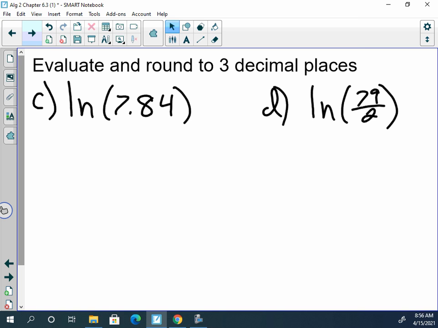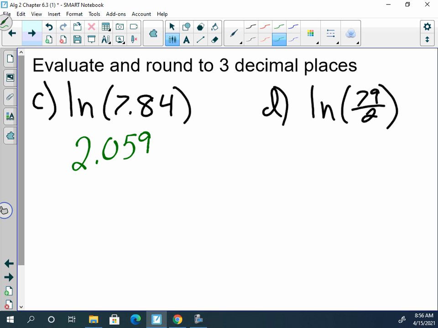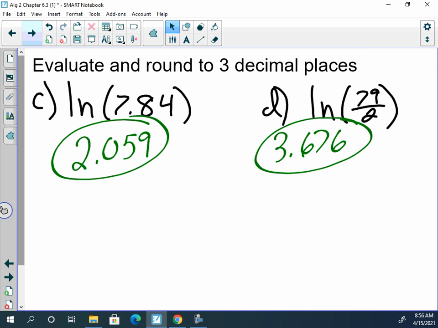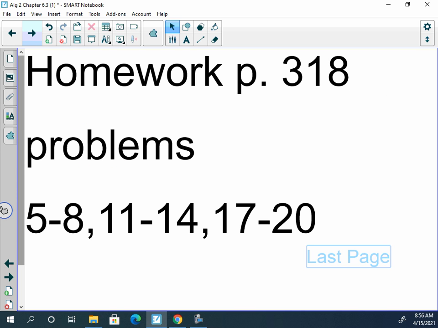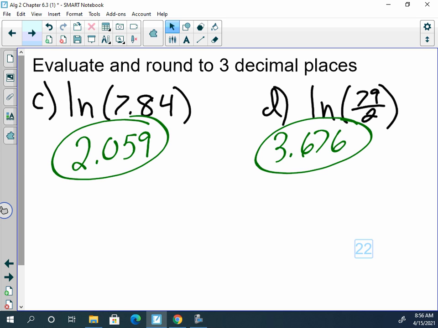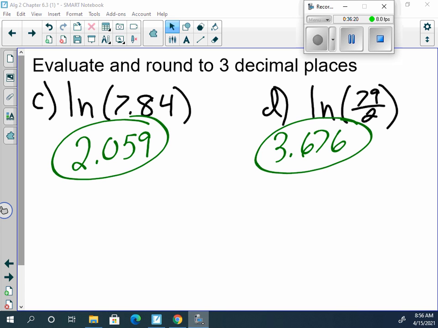How about ln of 7.84? So for most of these here, we can plug them in. And that's it. That is all we have for today.